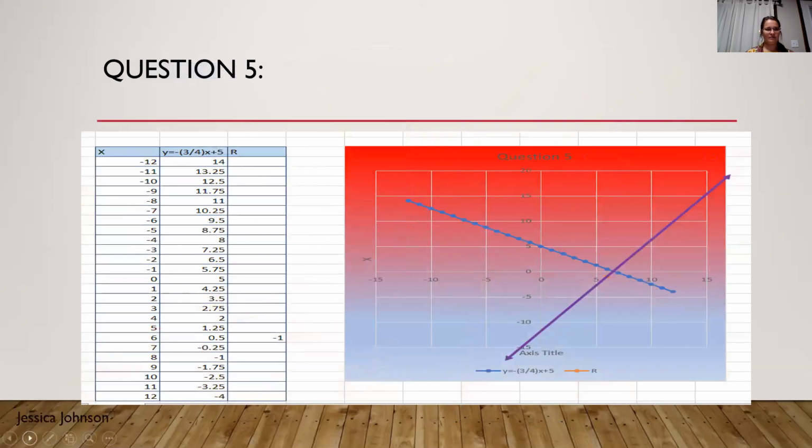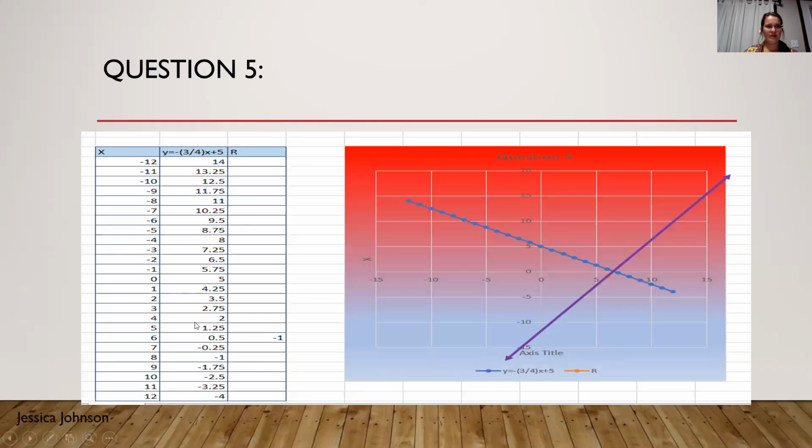Question number 5. Here we are asked to show and explain an equation of the line through a given point that is perpendicular to a given line. I used the range of -12 to 12 because I wanted to explore with different values. I'm going to apologize for my chart because it's a little distorted whenever I snipped it from Excel to PowerPoint, but I'm going to take you to Excel and show you what my graph really looks like.